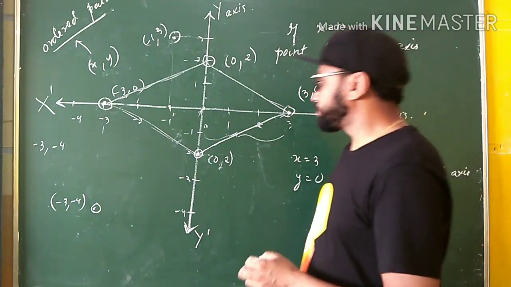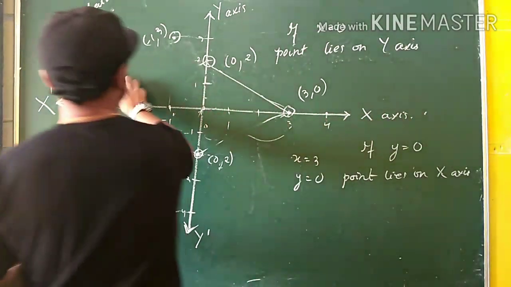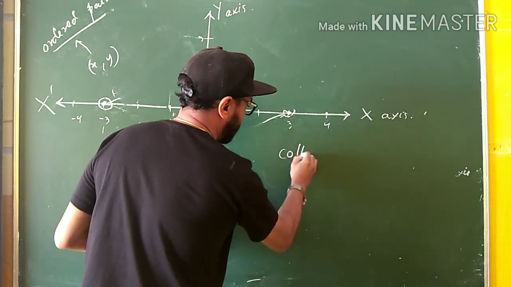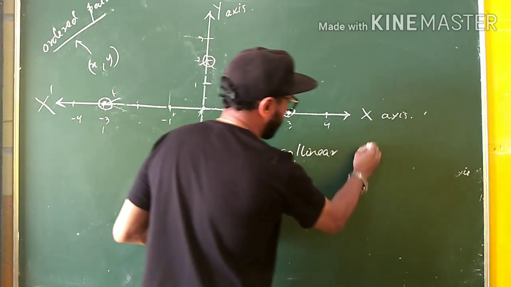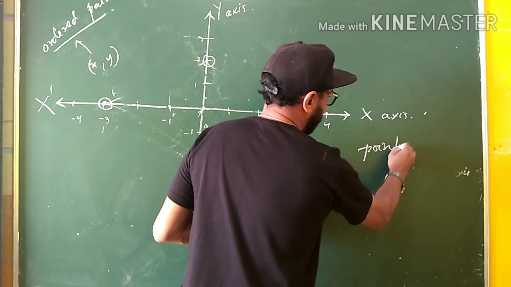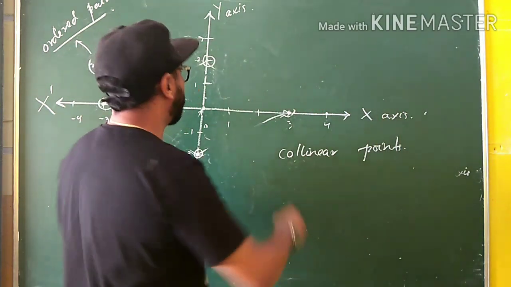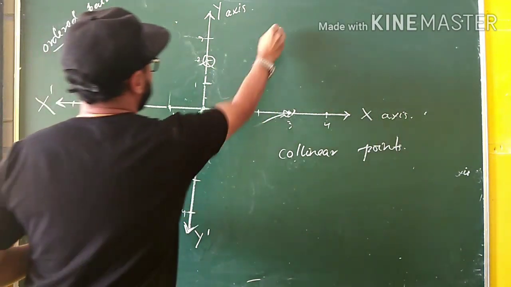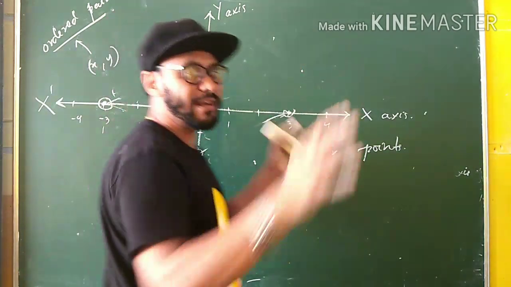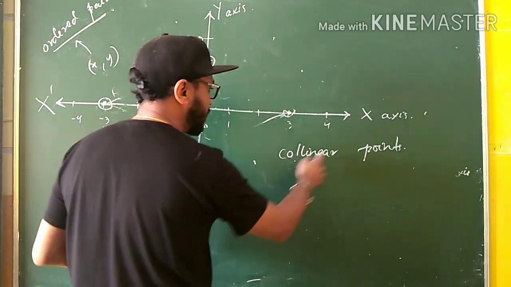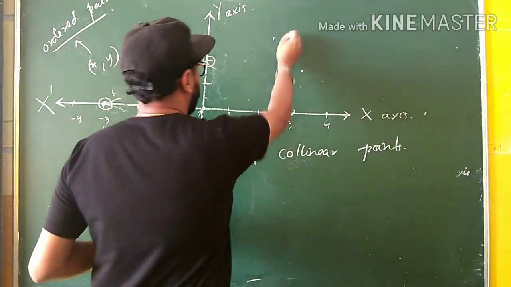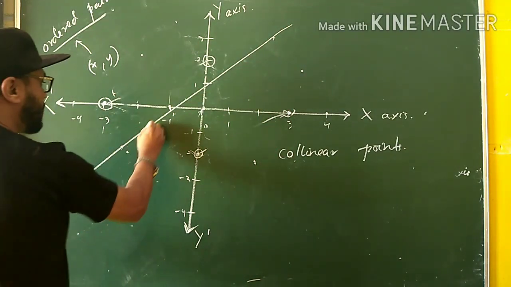Alright? Now, another thing which is very, very important is called collinear points. Now what does collinear point mean? If you look at this one, we will get infinite points. Yes sir, we will get infinite points. But collinear points are those points which lie on the same straight line.